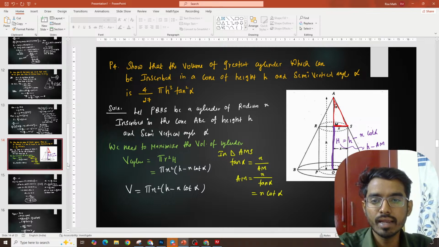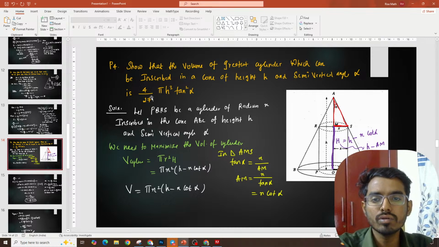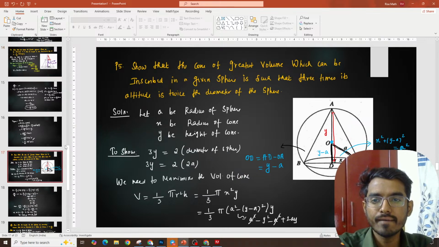This can also be asked like: find the volume of greatest cylinder which can be inscribed in a cone of height h and semi-vertical angle alpha. Instead of show that this, they ask to find the volume of the greatest cylinder. You have to prove that it is equal to 4 by 27 pi h cube tan square alpha, and then 3 times its altitude is 2 times the diameter of the sphere.